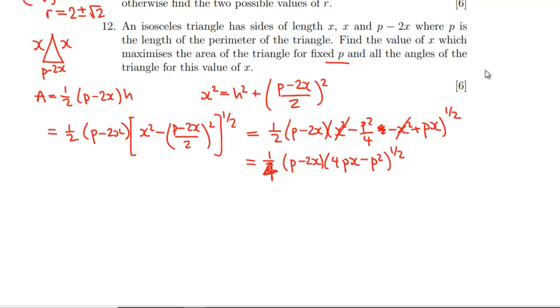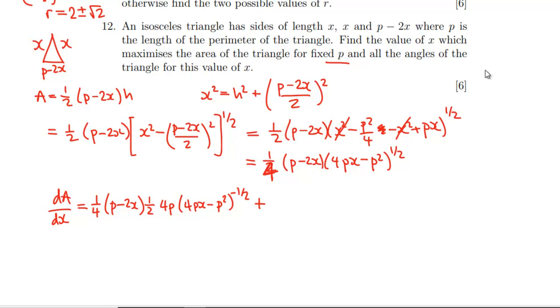So that's our A. We want to maximize that. p is fixed, so it's x that's changing. So we want to do dA/dx, which means we're going to have to do the product rule on this. So we'll leave the first one, so we've got a quarter, and then differentiate the second one with respect to x. So we're going to have another half, we're going to have a 4p, and then we're going to have (4px minus p squared) to the minus a half.